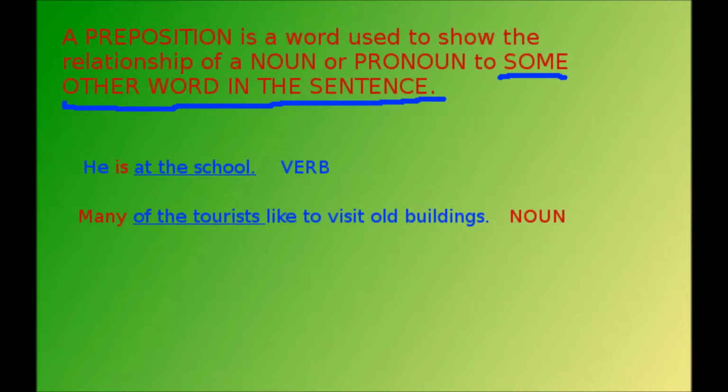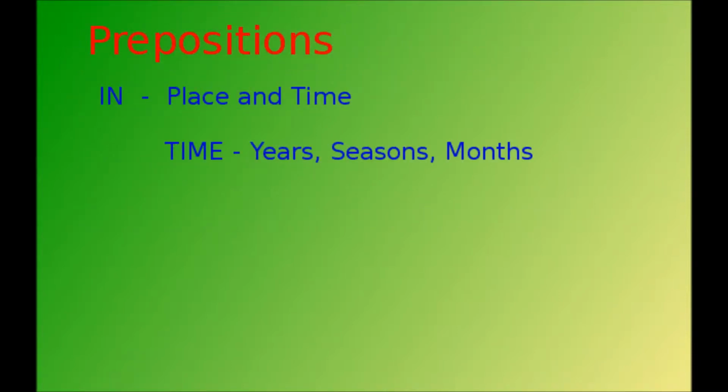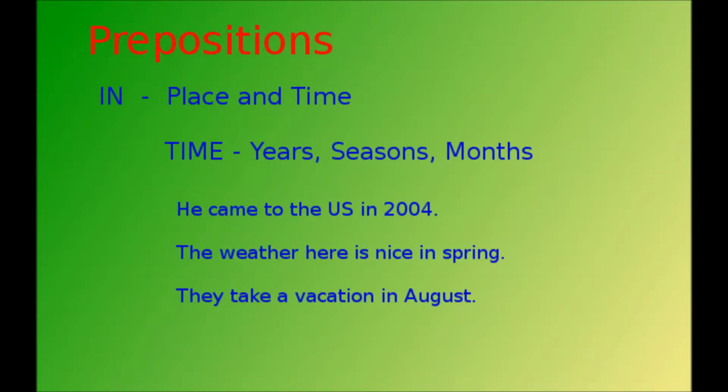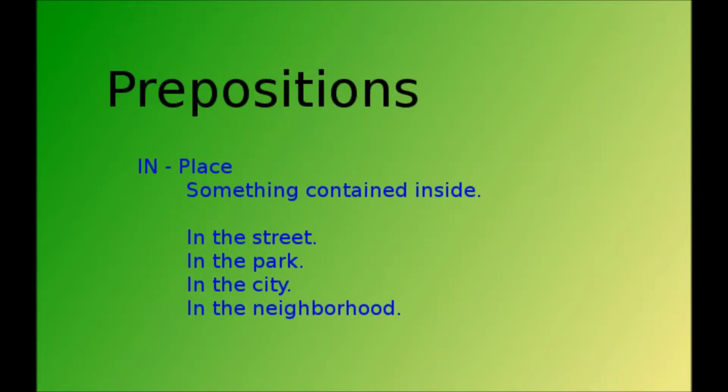Let's start with the preposition in, which we use to refer to both place and time. For time, we use it for years, seasons, and months. In 2004, in spring, in August. We never say on 2004, for example, or on spring or at spring. Always in for years, seasons, and months. For place, we're talking about something contained inside something else. In the street, in the park, in the city, in the neighborhood, in the United States, and so on.